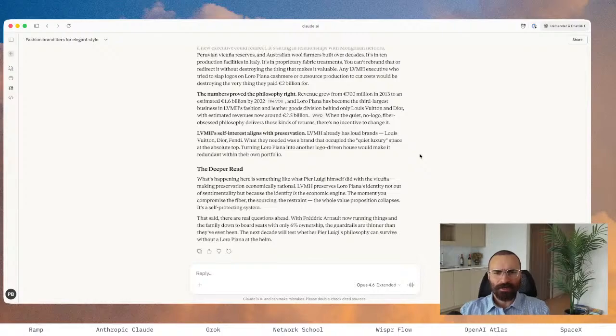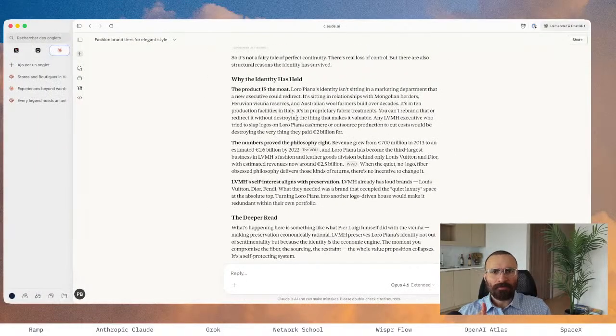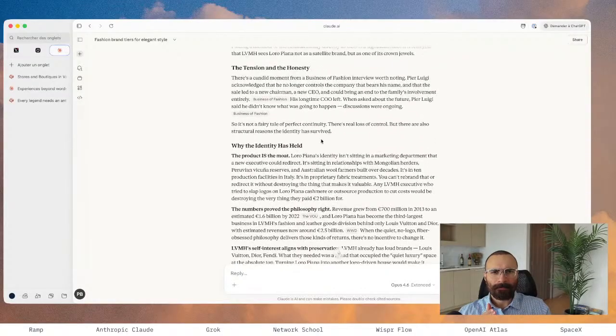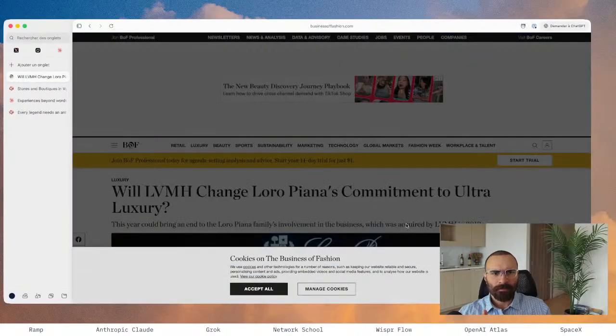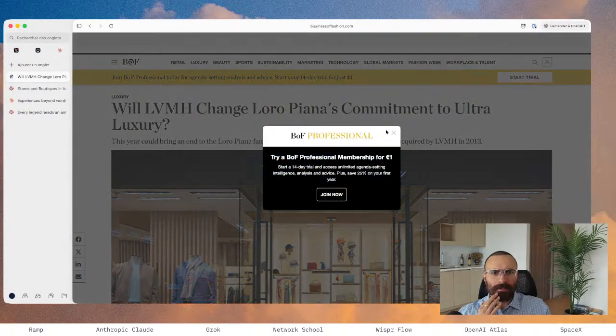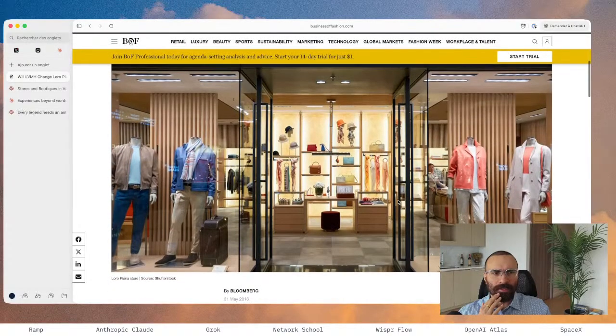The guardrails are thinner than they have ever been. The next decade will test whether Pierluigi's philosophy can survive without a Loro Piana at the helm. I don't know if Pierluigi is the son of the founder, or if that's the founder himself. This year could bring an end to the Loro Piana family's involvement in the business, which was acquired by LVMH in 2013.